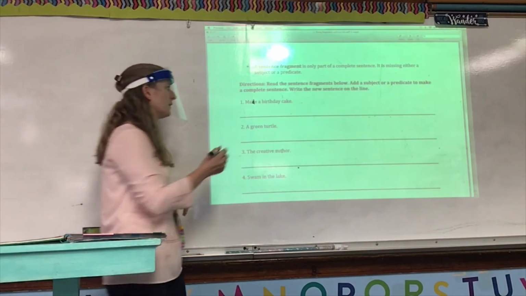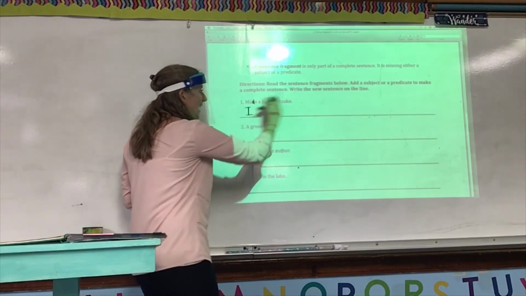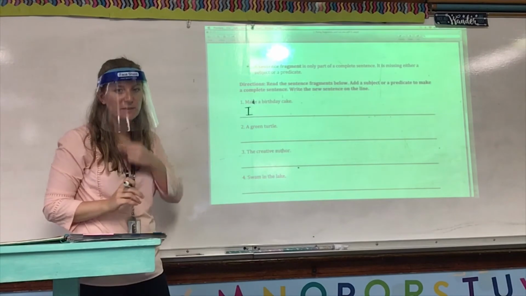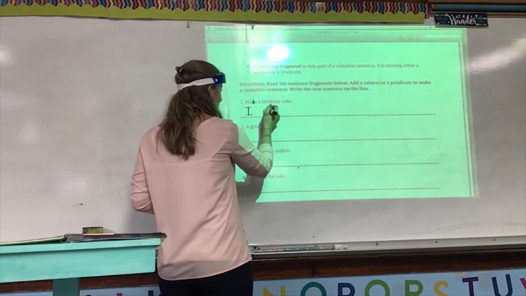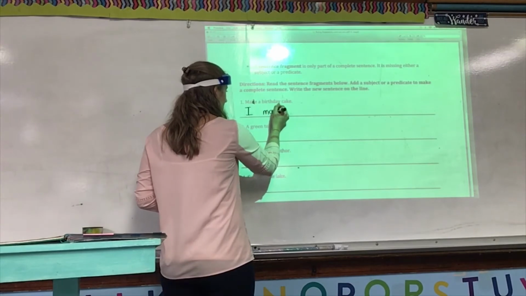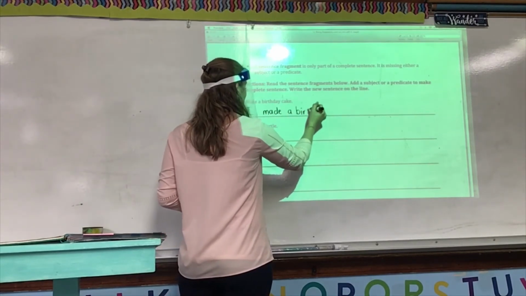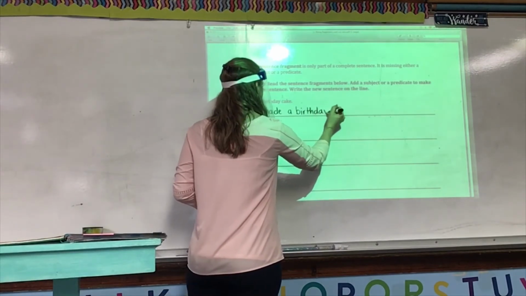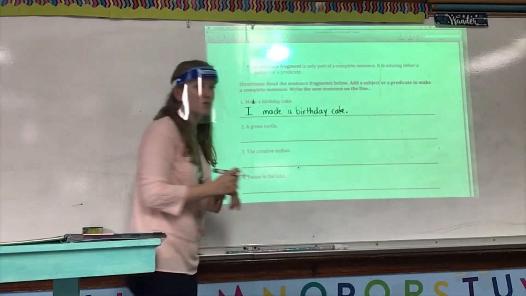I made a birthday cake. And then we copy the rest of it, but do we keep the M capitalized, Smith? No. We make the M in made lowercase, but the rest of it stays the same. I made a birthday cake, period. Do not forget end punctuation.